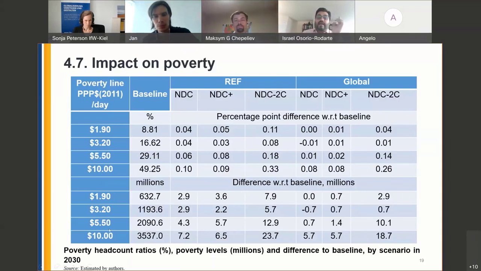Also, it's important to say that if we jump from the $1.90 a day to the $10 a day, which is a notional line for the global middle class, these numbers are actually higher. So if we go for the 2 Celsius reference scenario, up to 23.7 million will be below the global middle class as a result of this mitigation scenario. And this can be reduced by 5 million, to 8.7, if we start with global cooperation. So this table summarizes that the impacts are felt more in the middle and top parts of the distribution rather than at the bottom. That is one of the takeaways that we can have from this.